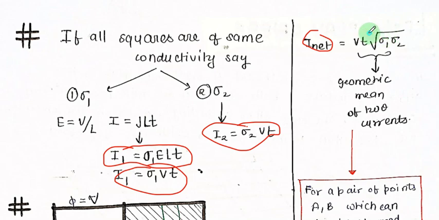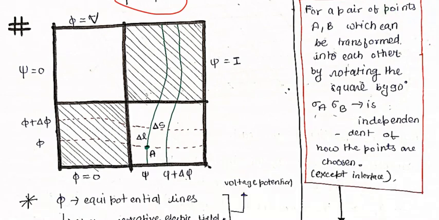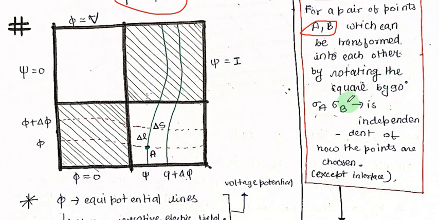That is, V T root of sigma 1 sigma 2, and we will prove this with a very conceptual proof. The geometric mean of two currents is applicable only when we choose a pair of points A and B on any of the squares, whether white or black, which can be transformed into each other by rotating the square by 90 degrees, such that sigma A into sigma B is independent of the location of the points chosen. Sigma A into sigma B should be independent of the points chosen, except at the interface.